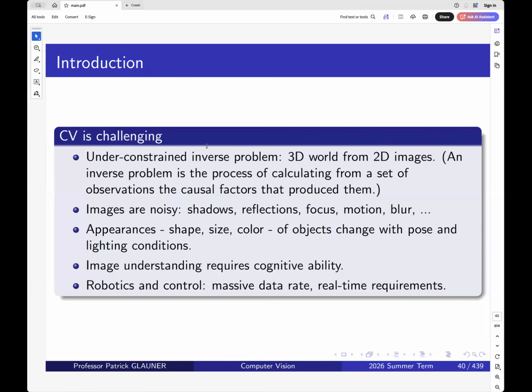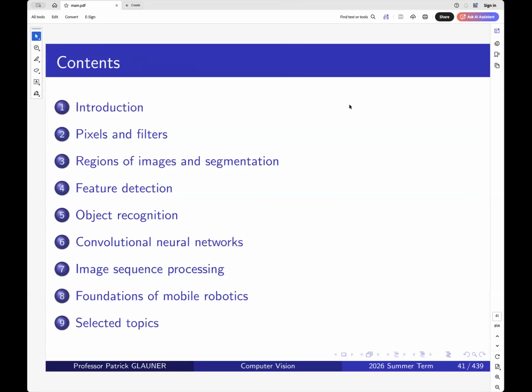And an inverse problem, in general, is the process of calculating from a set of observations the causal factors that produce them. That's an inverse problem. And so computer vision is an inverse problem. So we have 2D images and we try to infer about a 3D world where all of this comes from. And it's severely under-constrained because there's a lot of information we don't have, and there's a lot of noise and all of this, which severely complicates building computer vision systems.